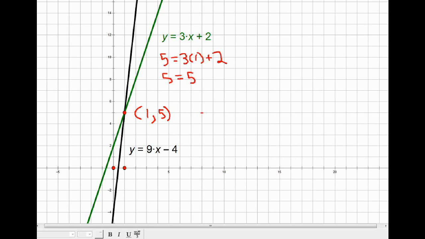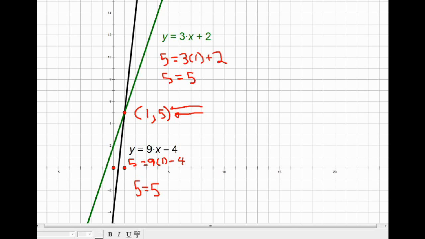So that means that this coordinate is on that green line. If we do the same thing for the black line, with the black equation there, we get 5 equals 9 times 1 minus 4. 9 times 1 is 9, minus 4 is 5. So again, we get the statement 5 equals 5, which is a true statement. So that means that this coordinate is also on the black line because it works in the black equation. This is the only coordinate that will work for both because it's the only coordinate that's on both lines.